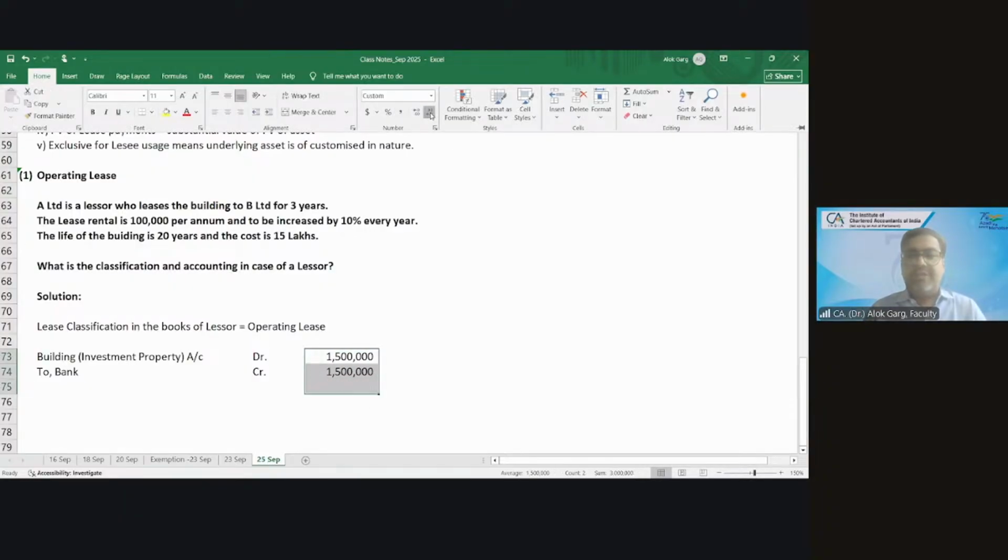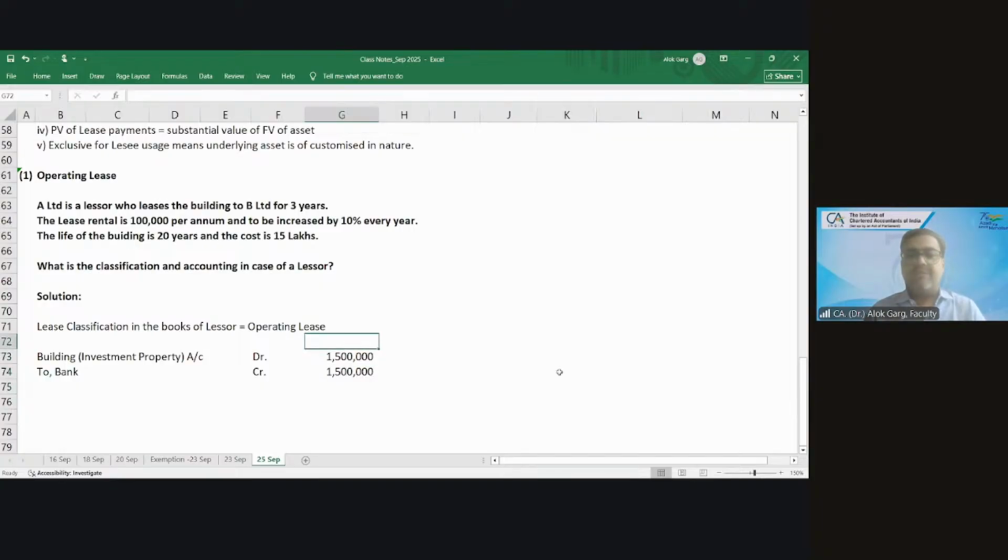Friends, those who have joined late, let me clarify and give you some good news also. We have one more class on Ind AS 116. Ind AS 116 will not be completed today; it will be completed in the next class, because we have to complete the sublease concept and the sale and leaseback transaction also. We'll do some complex questions in the next class, so that you will have a good understanding and good command over Ind AS 116.